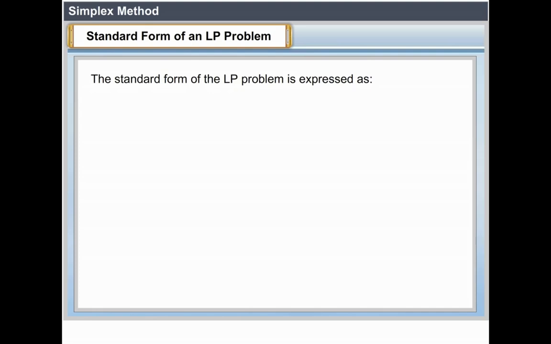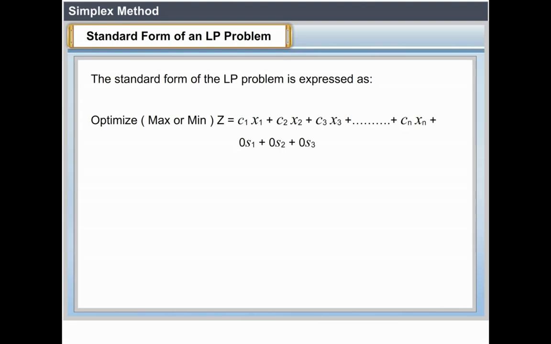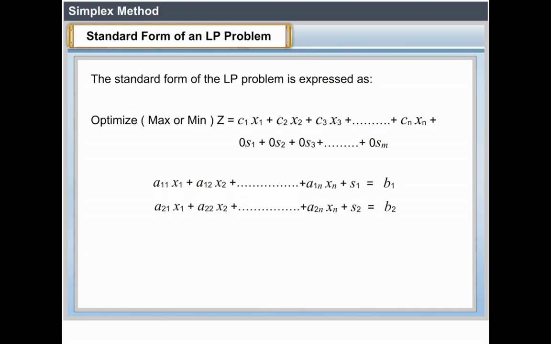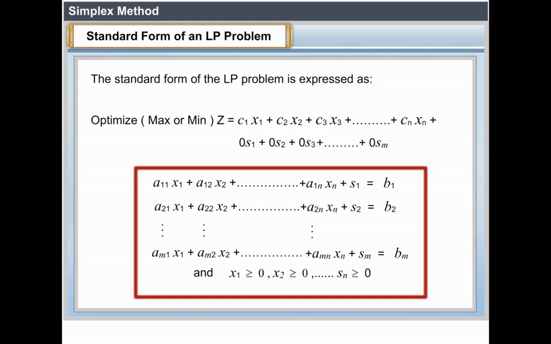The standard form of the linear programming problem is expressed as optimize, that means maximize or minimize, z equal to c1x1 plus c2x2 plus c3x3 plus etc plus cnxn plus 0s1 plus 0s2 plus 0s3 plus etc plus 0sm, subject to the constraints a11x1 plus a12x2 plus etc plus a1nxn plus s1 equal to b1, a21x1 plus a22x2 plus etc plus a2nxn plus s2 equal to b2, am1x1 plus am2x2 plus etc plus amnxn plus sm equal to bm, and x1 greater than or equal to 0, x2 greater than or equal to 0, etc, xn greater than or equal to 0.